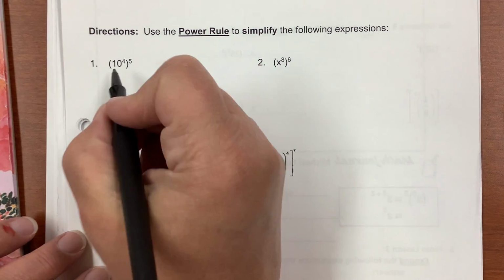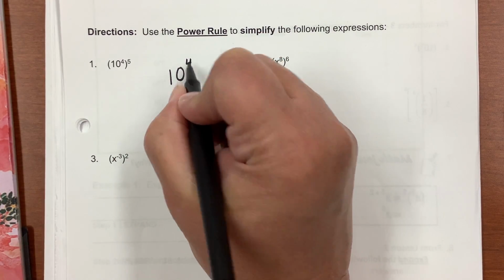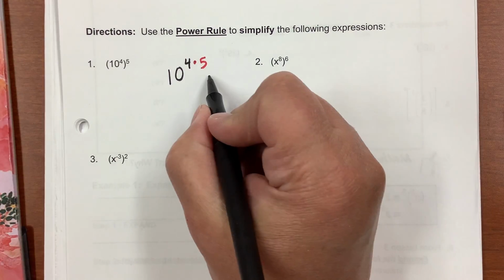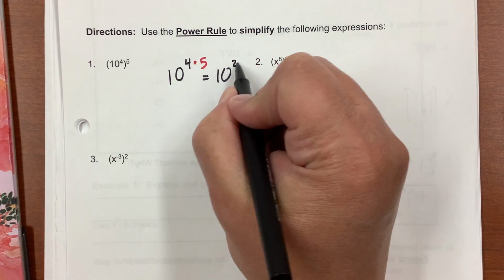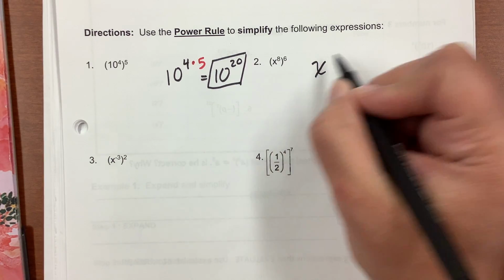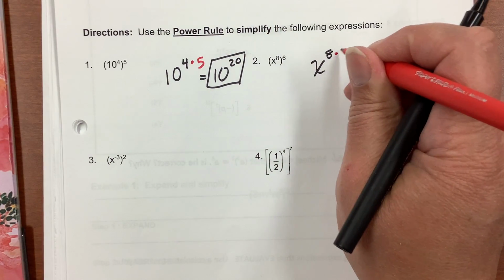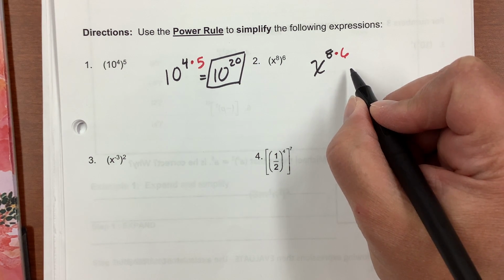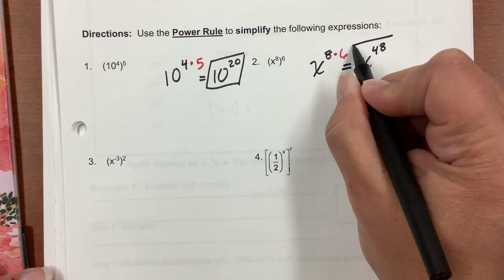Welcome back. Here's my base, 10, and I'm going to multiply 4 times 5. Multiply both those powers. And I get 10 to the 4 times 5, 20th power. Not bad. Keep the x. Now I'm multiplying 8 times 6. 8 times 6. Let's see, 6 and 6 is 12, 24, 48. Okay. x to the 48th power.